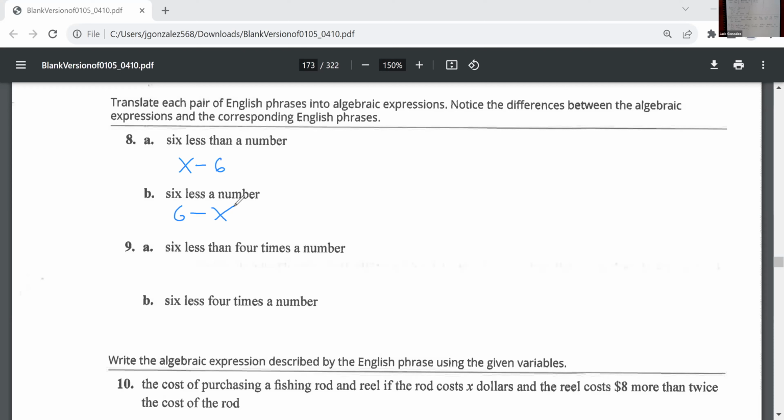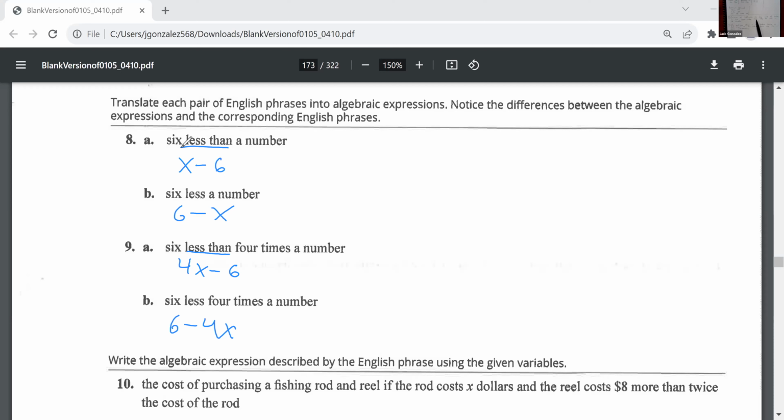So this one will be 4x minus 6. And this would be 6 minus 4. Just make a note of this. Be careful. Okay, on your homework. Any questions on 8 or 9?